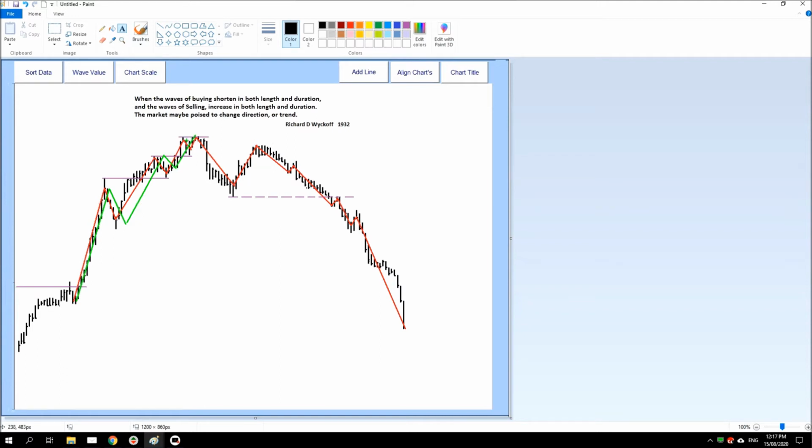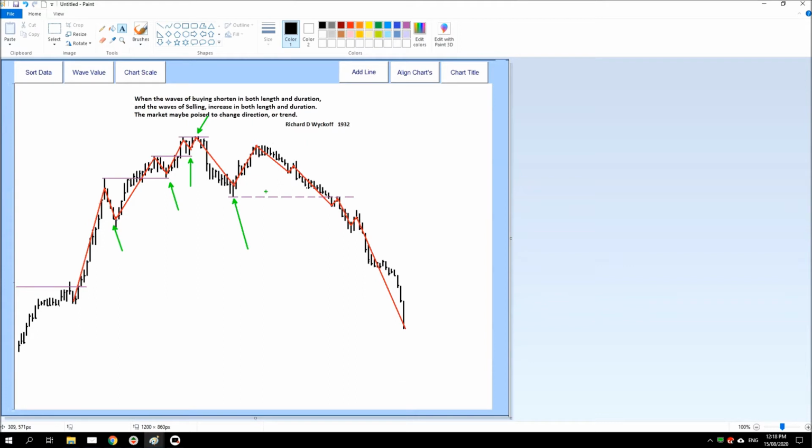The next buying wave has made a new high again, but you can see that the waves higher are shortening each time, and the corresponding down wave is much shorter, and prices failed to make a new high. And then in response, the selling wave has gotten longer.